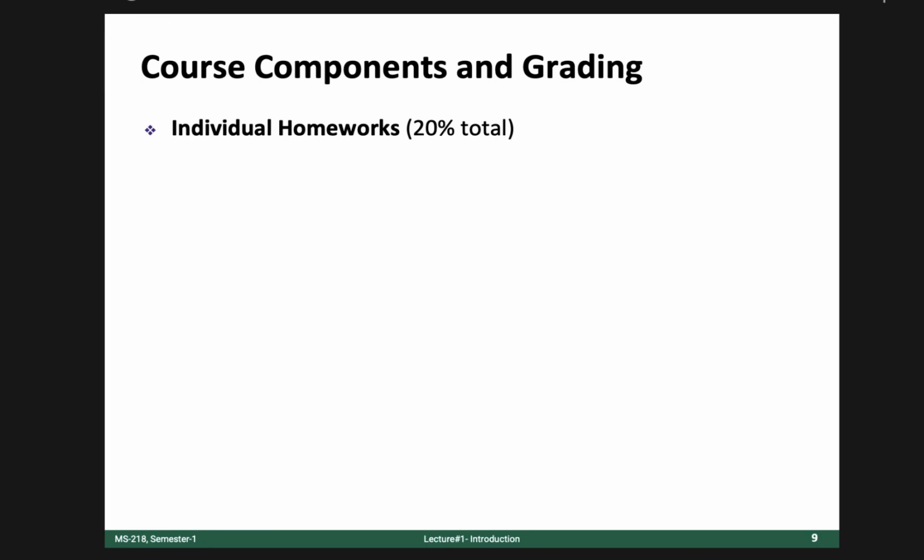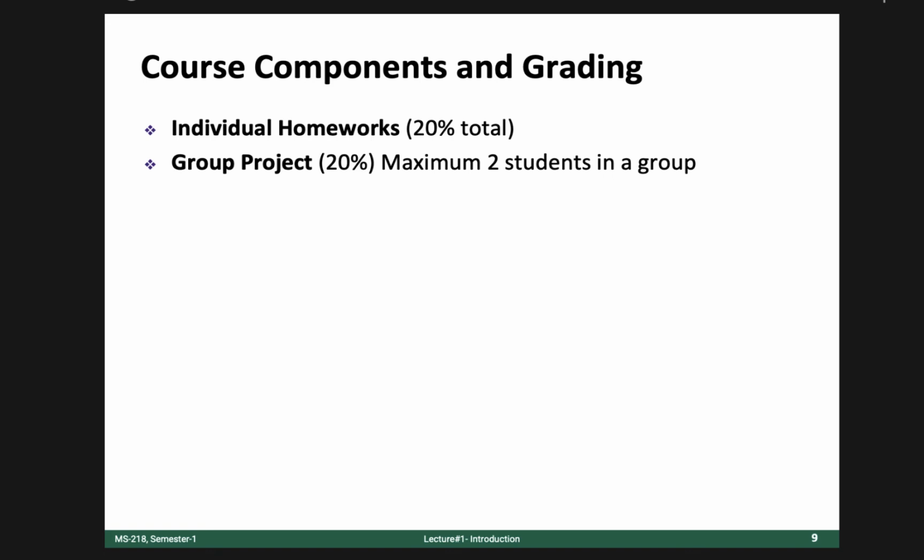So we have individual homeworks in this course, 20% of your grade, then one group project, in which a maximum of 2 students can be in a group. This group project would be in small sort of assignments. You will decide which database you want to create, and there would be different steps over the semester in which you have to provide different reports or different designs.